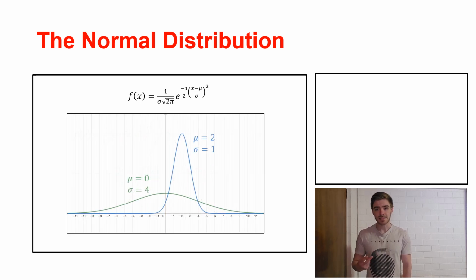The second is that the standard deviation is responsible for the shape of the curve. A larger standard deviation is going to result in a wider, flatter curve, and a smaller standard deviation is going to result in a much taller but thinner curve.